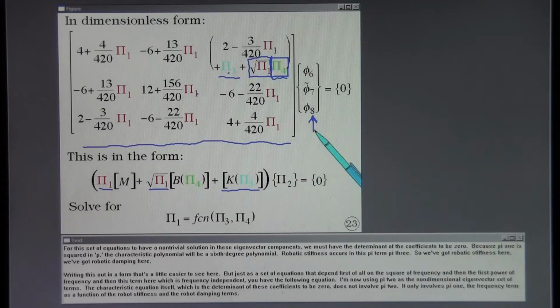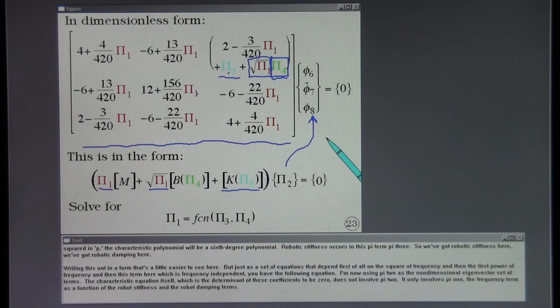I'm now using pi 2 as the non-dimensional eigenvector set of terms. The characteristic equation itself, which is the determinant of these coefficients being 0, does not involve pi 2. It only involves pi 1, the frequency term, as a function of the robot stiffness and the robot damping terms.